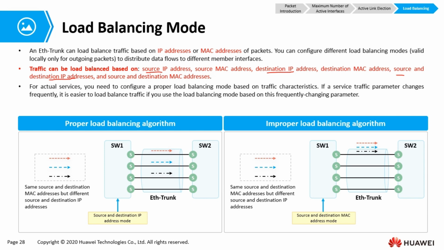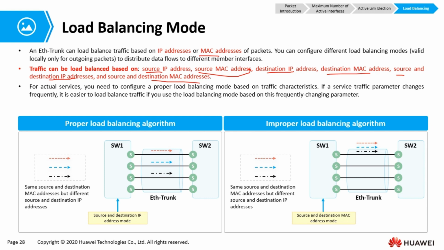But in case your MAC addresses change frequently and your IP address is always fixed, then if you use a MAC address, either the source MAC address, the destination MAC address, or both source and destination MAC addresses, to do the balancing, and the selected load balancing mode is actually unsuitable for the actual service characteristics, then your traffic may be unevenly load balanced.